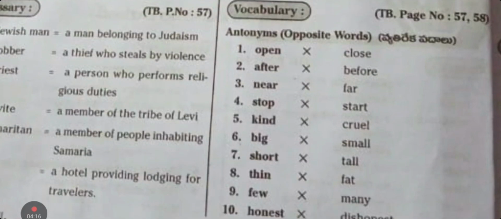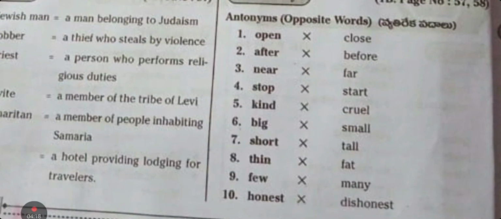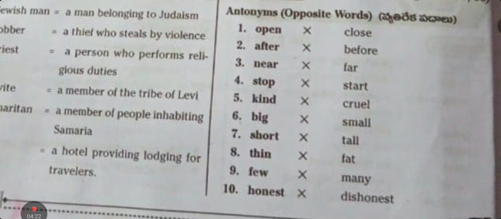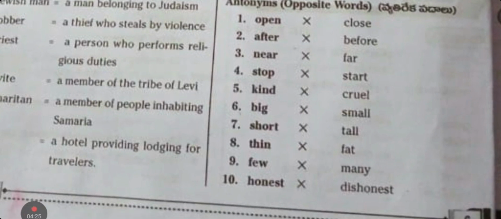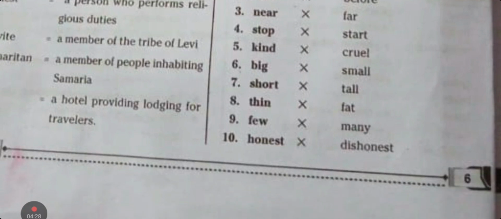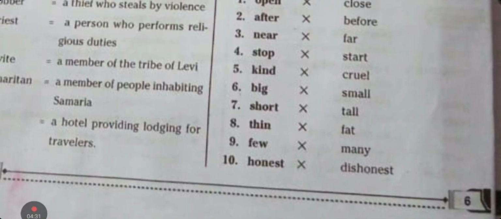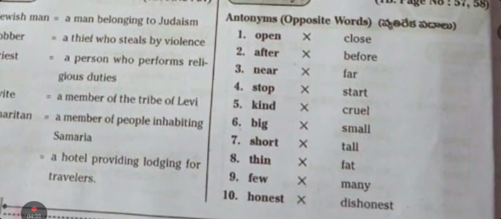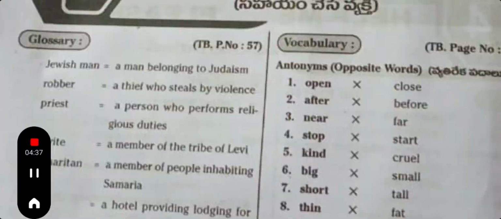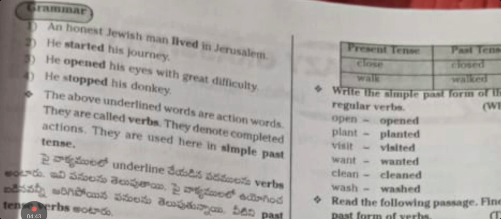Vocabulary, let's see the vocabulary. Antonyms, opposite words: open, close; after, before; near, far; stop, start; kind, cruel; big, small; short, tall; thin, fat; few, many; honest, dishonest. These are the opposite words. Let's see the remaining part of this 5th lesson. We have learned the glossary and vocabulary. Let's see the grammar.